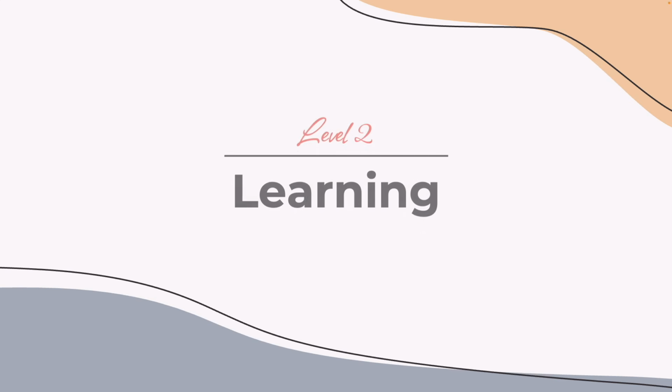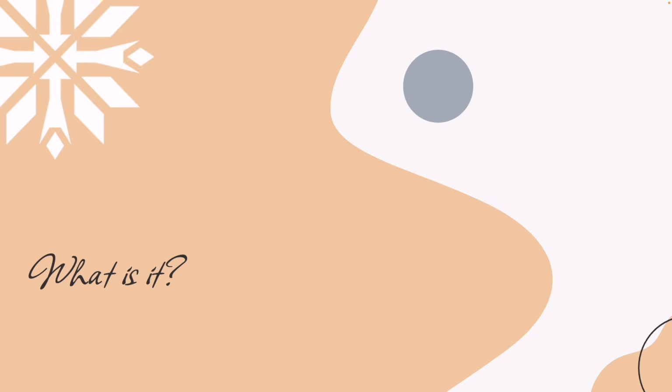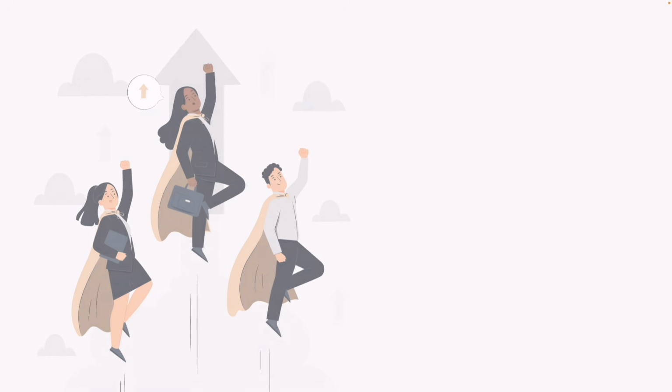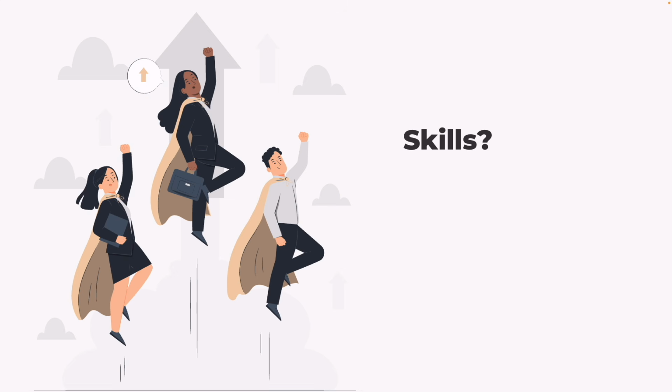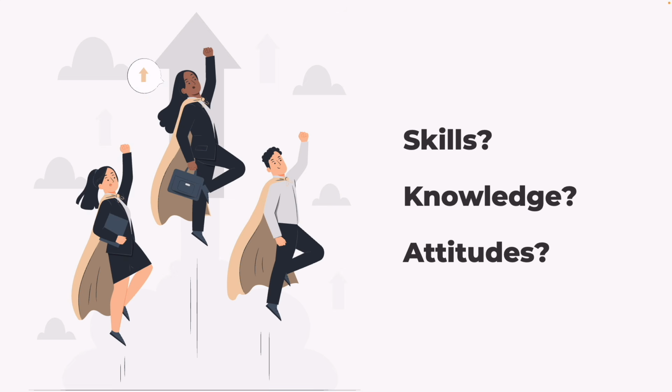Let's move on to Level 2, learning. What is it? At Level 2, we need to figure out what kind of learning actually took place. We want to know if they've acquired the skills, knowledge, and attitudes the learning session aimed to instill.